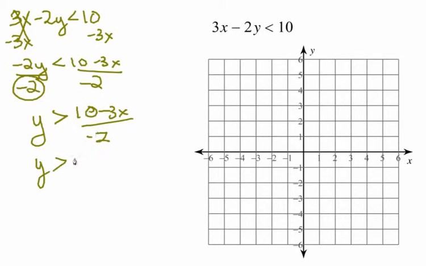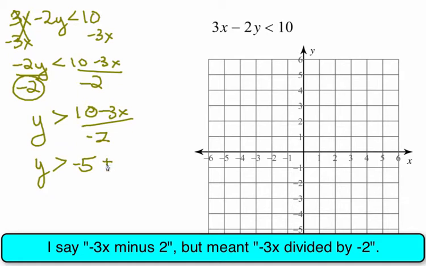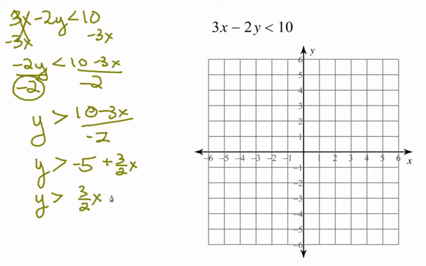So 10 divided by negative 2 is negative 5. Negative 3x divided by negative 2 is going to be plus 3 halves x. And if I want to write that in mx plus b form, I'm going to have 3 halves x minus 5. So y is greater than 3 halves x minus 5.